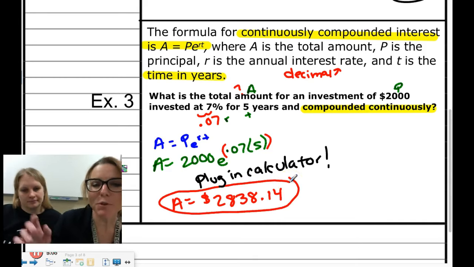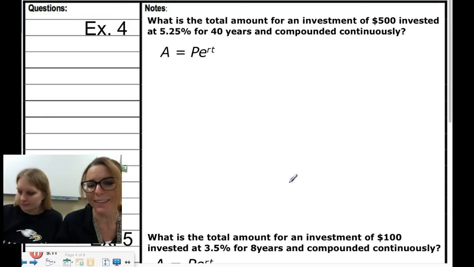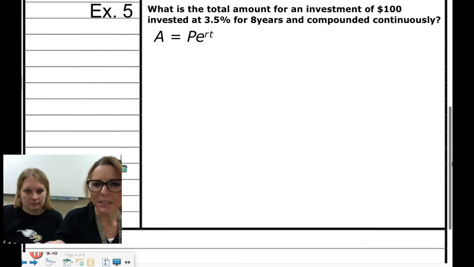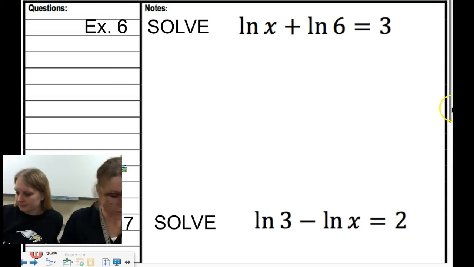Example 4 is another PERT problem that I think we should probably do in class. Example 5, still asking the total amount, is PERT. We better go back to this. We'll leave those for class then.